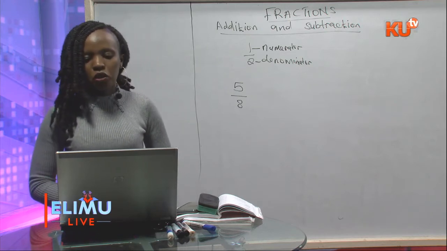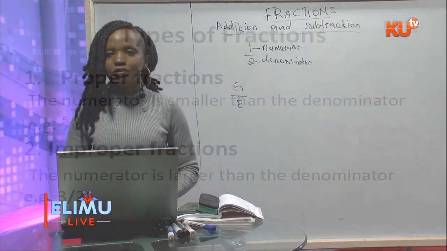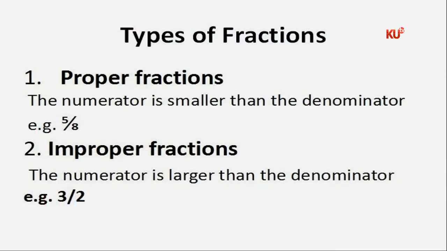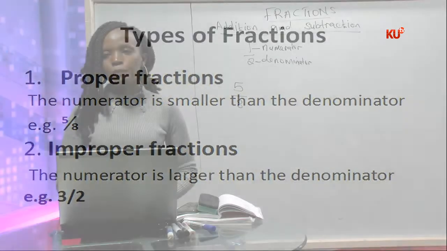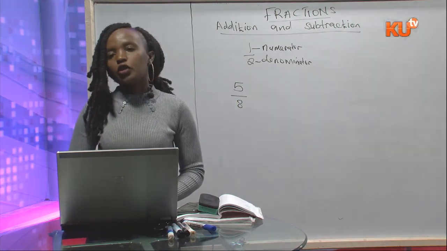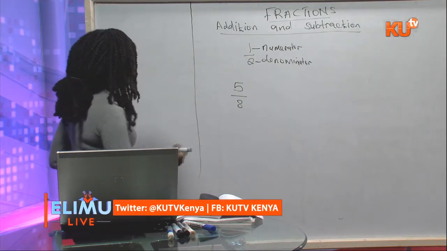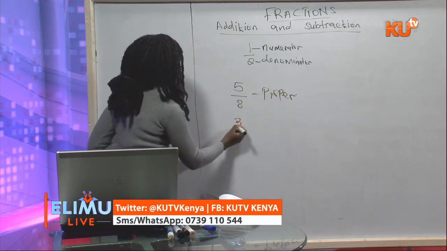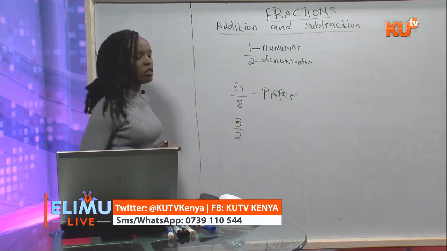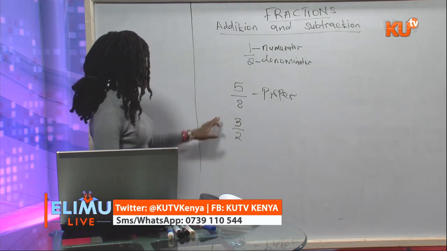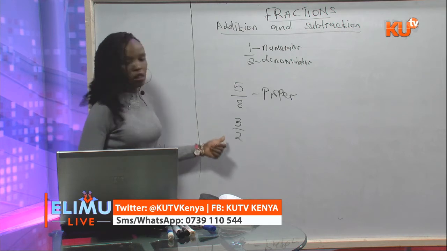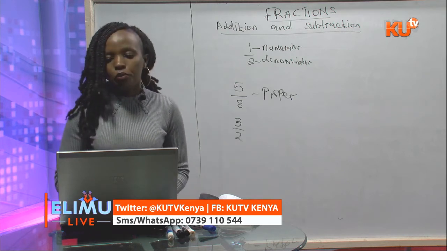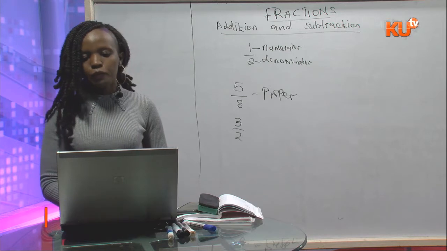The next type of fraction that we have is the improper fractions. What are improper fractions? These are fractions that have a numerator that is larger than the denominator. For example, if I have 3/2, 3/2 is an improper fraction. If you look at the numerator, it is greater than the denominator. So that's an example of an improper fraction.